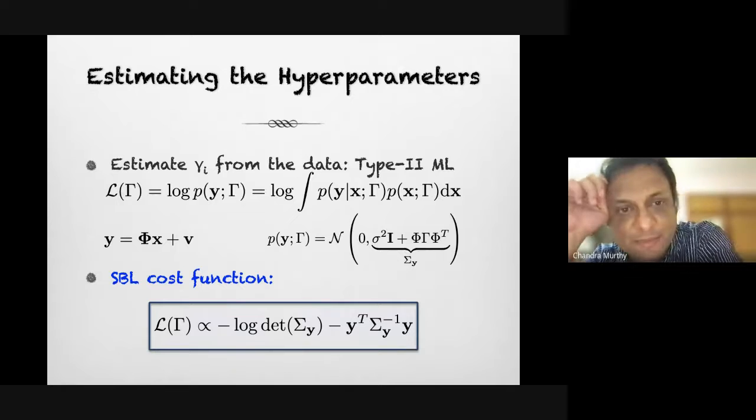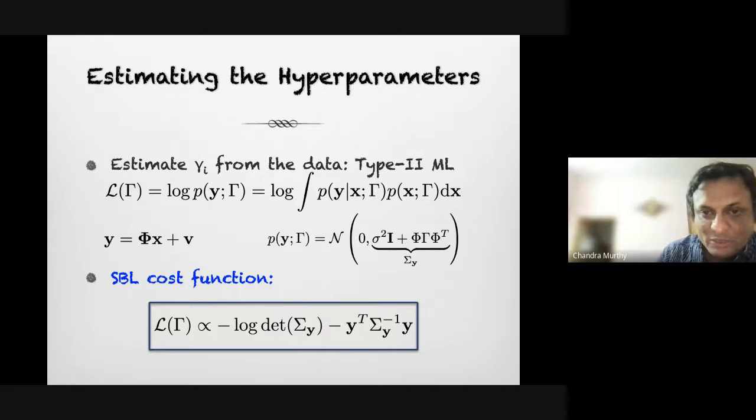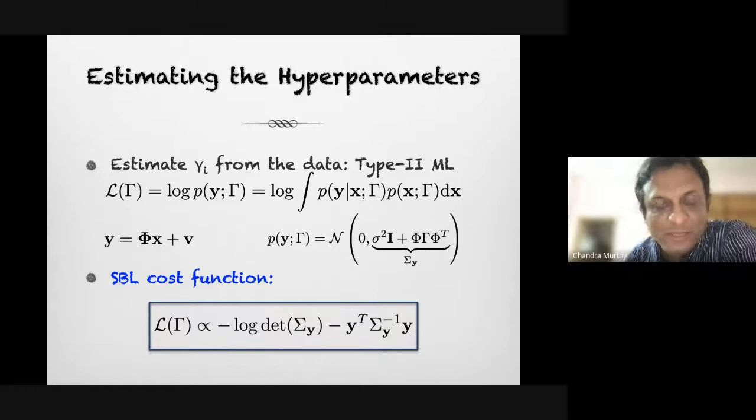Now, how do we estimate these hyperparameters? So like I mentioned, we will use maximum likelihood estimate. This is often called type 2 maximum likelihood because gamma is not a parameter of y directly. Gamma is a parameter of the distribution of x, and y is stochastically related to x. And so this is called type 2 estimate. So it's like you're trying to estimate the parameters of a parameter of a distribution.